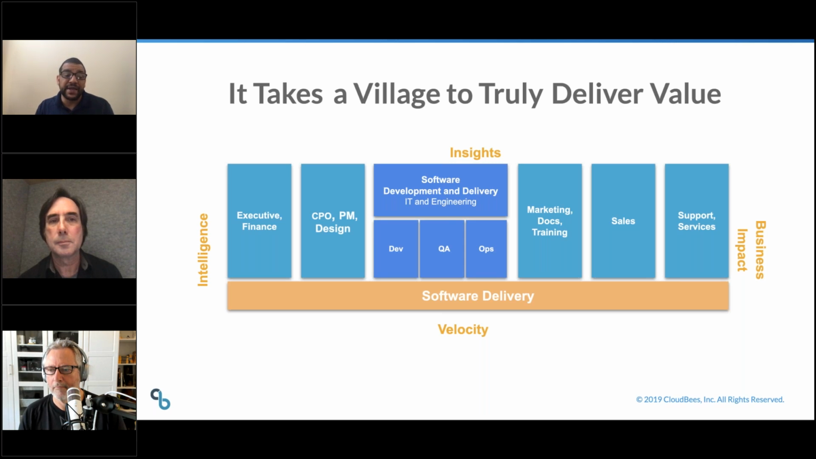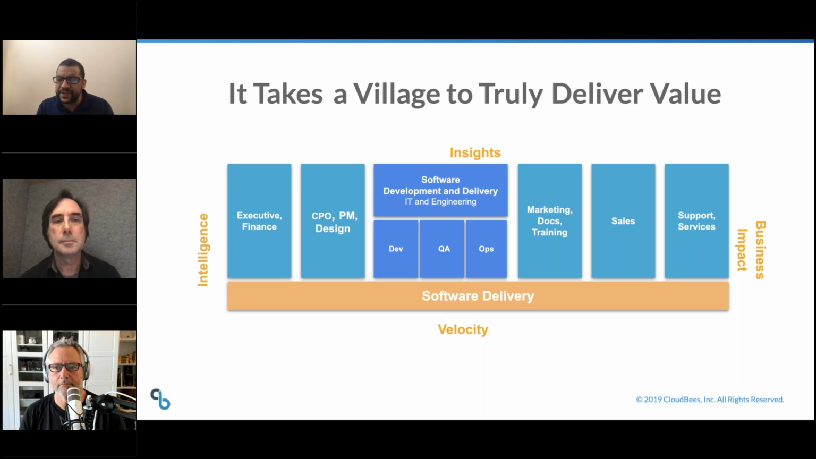So, what we're realizing and we have to acknowledge is it takes a village to truly deliver software, or more important, it takes a village to truly deliver value. If we take this graph into account, in the middle, we get a picture of what software development and delivery is today if we exclude the orange bar. And what we find is that we have a bunch of stakeholders that influence the software development and delivery process, but they're disconnected, right? Executive staff, the C-suite, and finance operate on their own cadence with their own objectives.